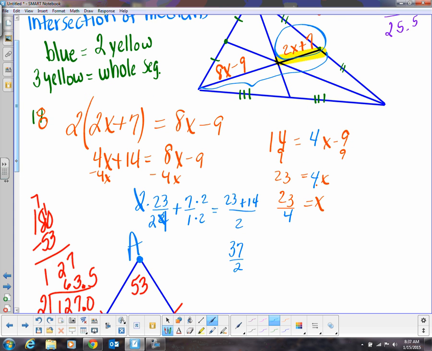How do I get the whole thing? Not blue. Whole thing. It's going to be what? Multiply it by 3. So 37 times 3 is 21. Carry your 2, 9, 10, 11. So that's going to be 111 divided by 2, which happens to be 55.5.